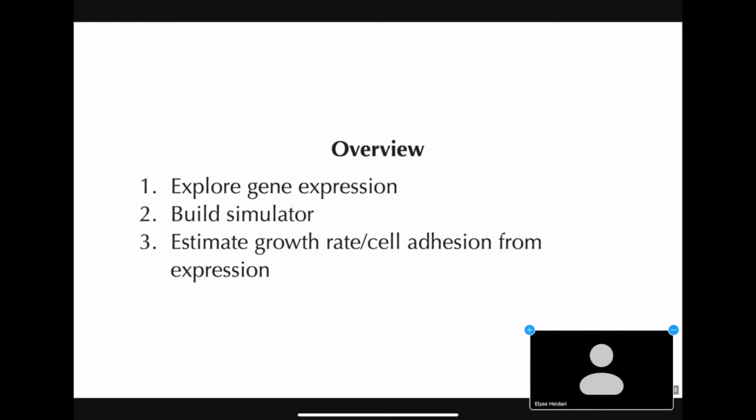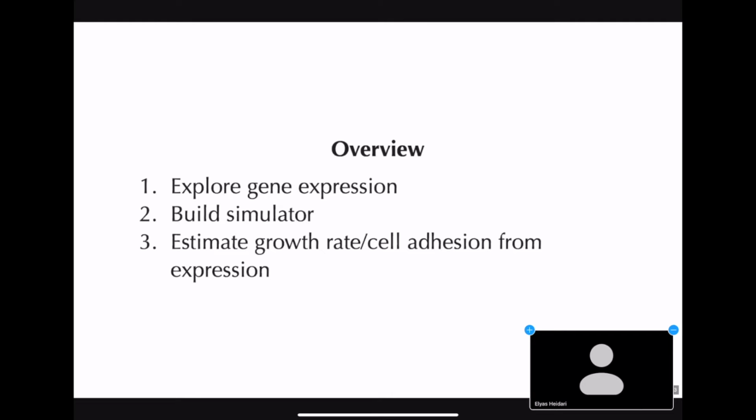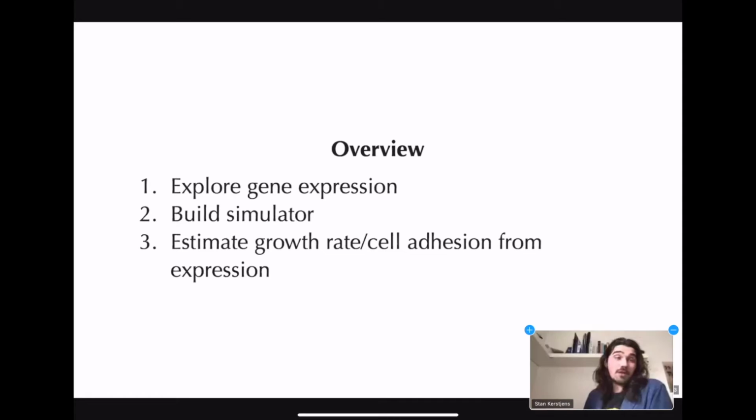So I have a question. So there is already a simulator for this. Is that right? Well, there are simulators for developmental growth, yeah. But which specific one did you have in mind? No. I was wondering if it's feasible at all, so I was wondering if there are some simulators already there.